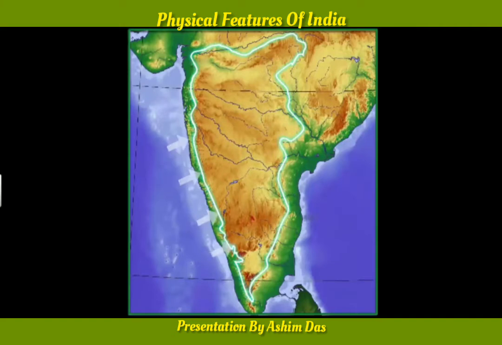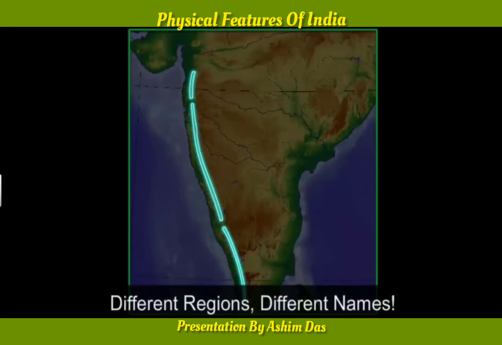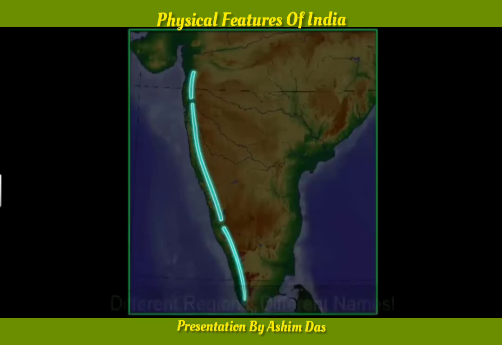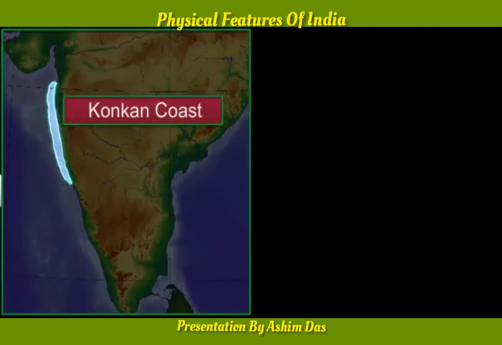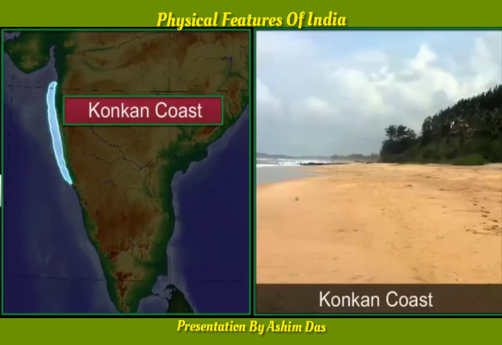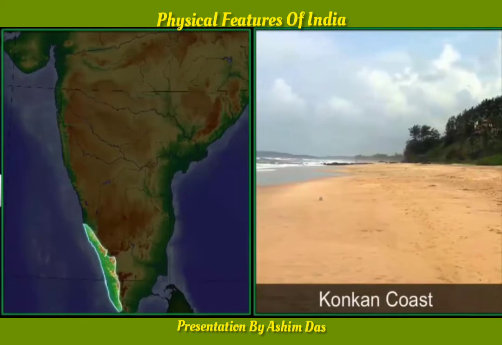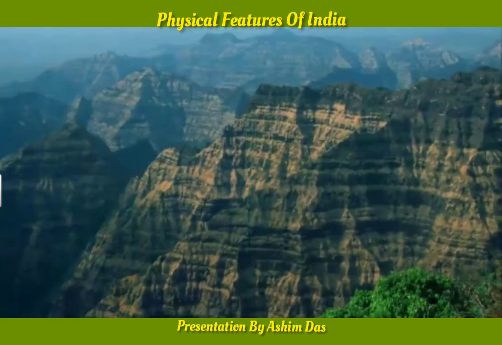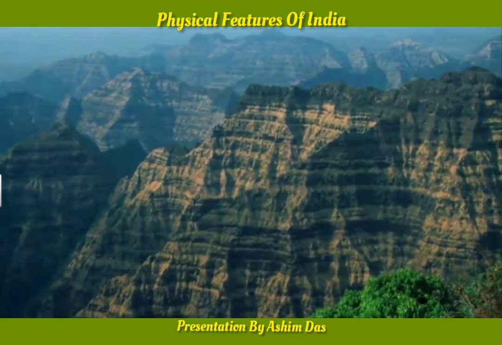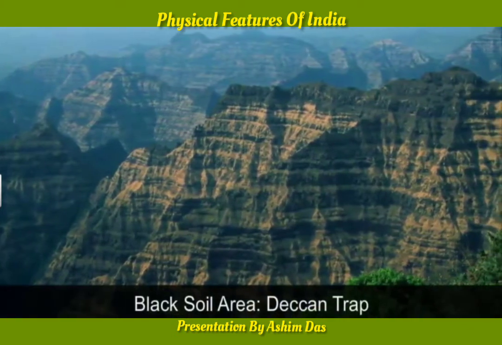The Western Ghats are known in different regions by different names. For example, people in Maharashtra refer to the Western Ghats as the Konkan coast, while those in Kerala refer to them as the Malabar coast. One of the distinct features of the Peninsula Plateau is the black soil area, known as the Deccan Trap. The Deccan Trap is of volcanic origin.